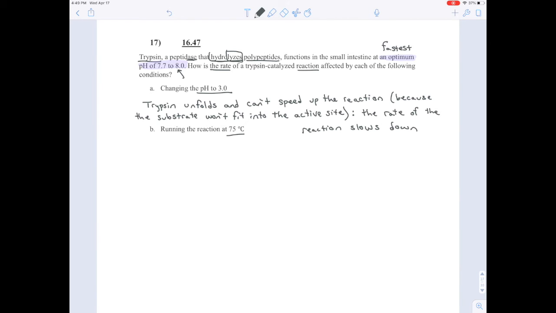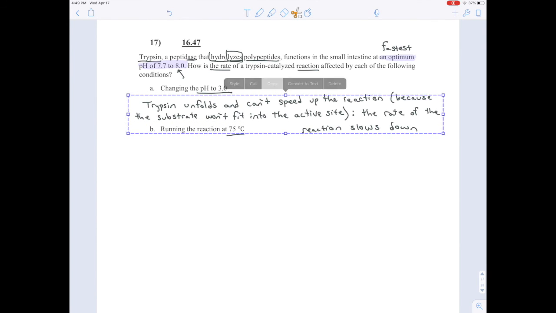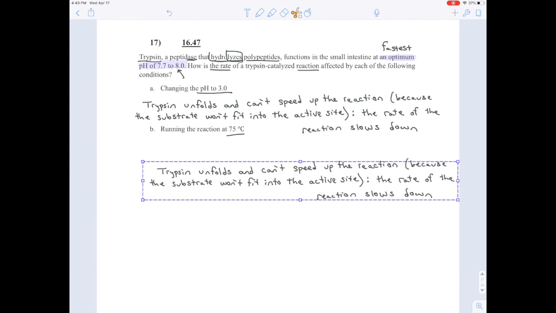So at that point, just like we would start to melt, the same sort of thing happens to this trypsin. At that high of a temperature, all of the molecules surrounding the trypsin, the water molecules in solution, knock against it really, really hard and really, really fast, over and over and over again. And so that bombardment of the trypsin by all the molecules around it at this high temperature makes trypsin unfold again. And so yet again, trypsin unfolds and can't speed up the reaction because the substrate won't fit into the active site anymore. And so the rate of the reaction slows down.